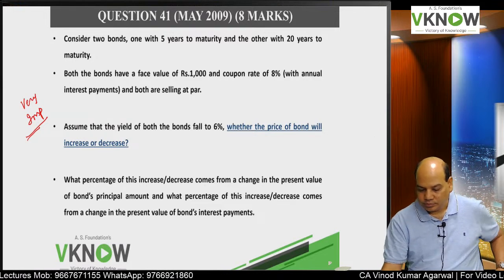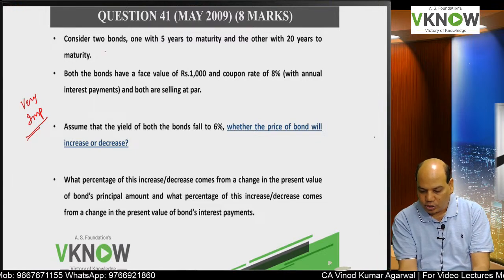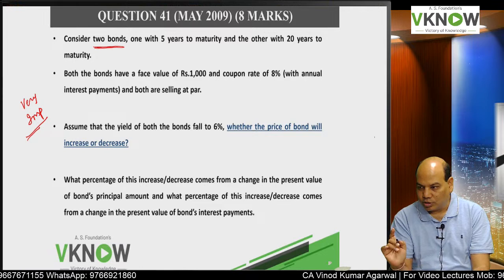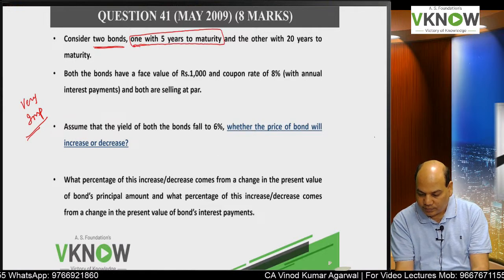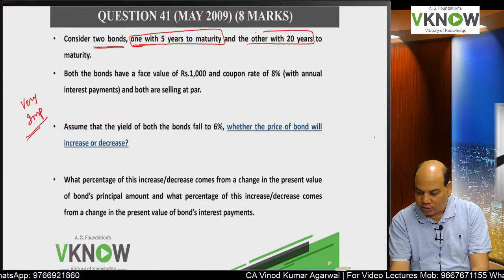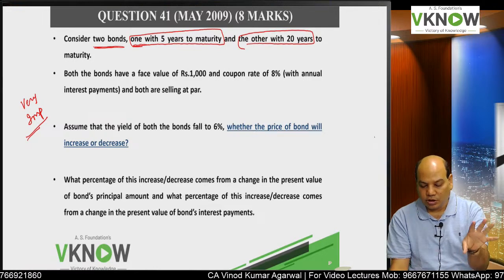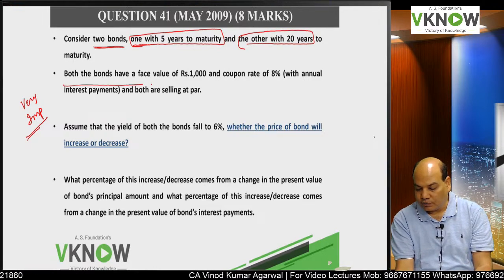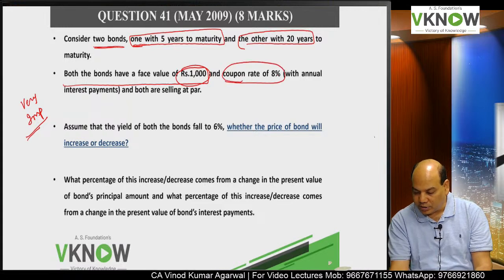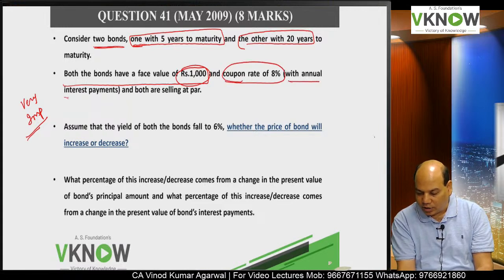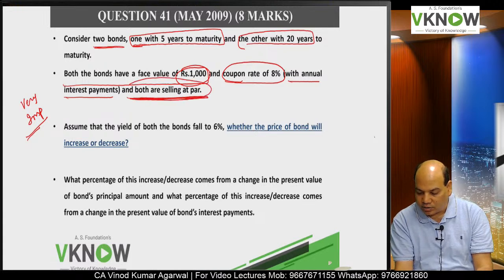Consider 2 bonds. It's a little lengthy, but you can solve it. There are 2 bonds, so 2 problems to solve in one. One has 5 years to maturity and the other has 20 years to maturity. Both bonds have a face value of 1000 rupees, coupon rate 8%, annual interest payment, and both are selling at par.